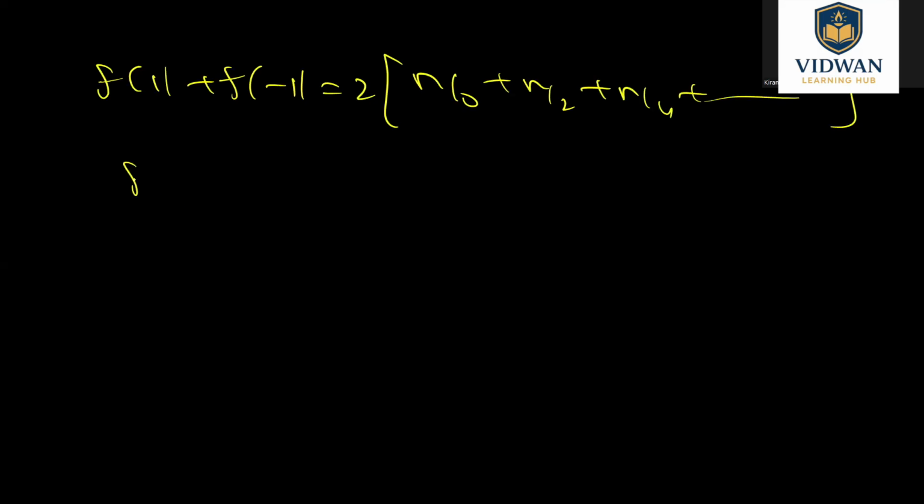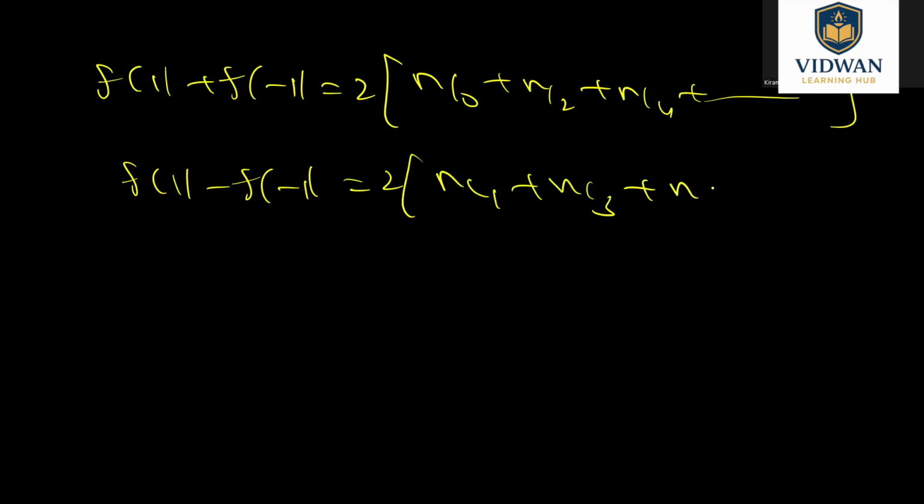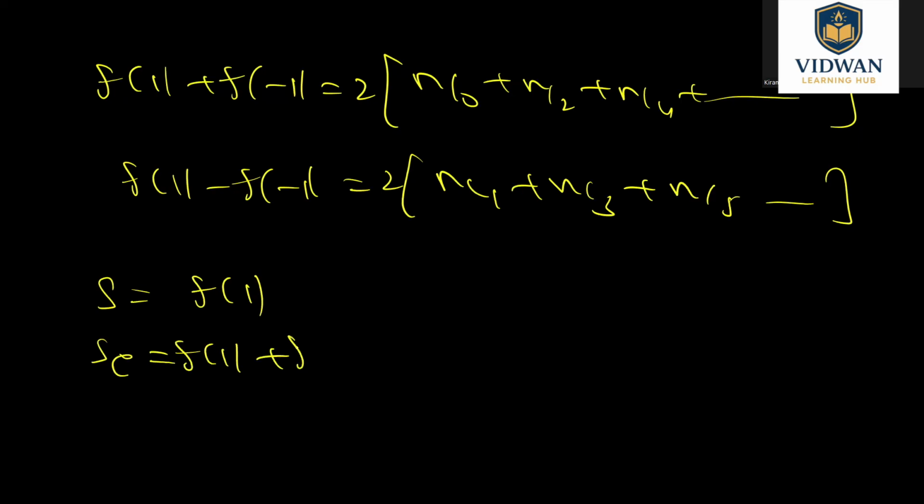And if you subtract them, you will get 2 times the sum of odd coefficients like nC1, nC3, nC5, etc. So whenever they ask you the sum of all the binomial coefficients, you just have to write f of 1. Sum of even binomial coefficients will be f of 1 plus f of minus 1, divided by 2. And sum of odd binomial coefficients is f of 1 minus f of minus 1, by 2.